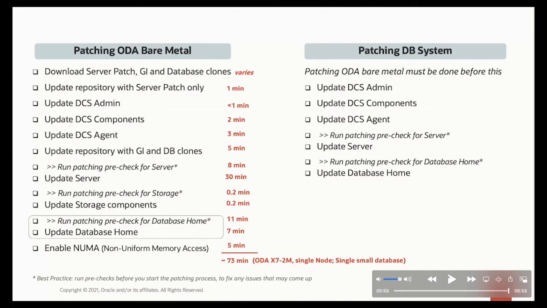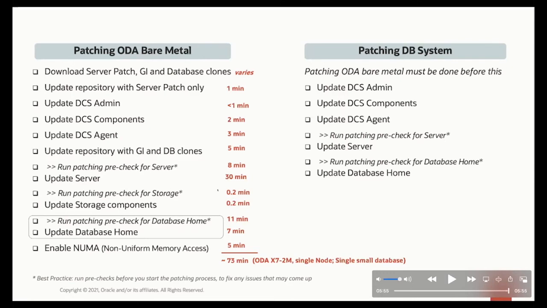Like the first step, download the server patch. On all these 3 files, you're talking about maybe around 15 gigabytes, so this can be done way before the patch. Then updating the repository with the DCS admin takes just a few minutes. Updating the repository with GI and DB clones was about 5 minutes. Look at the update server, because we had to reboot, around 3 minutes. So the total is about 38 minutes if you run the pre-check plus update the server.